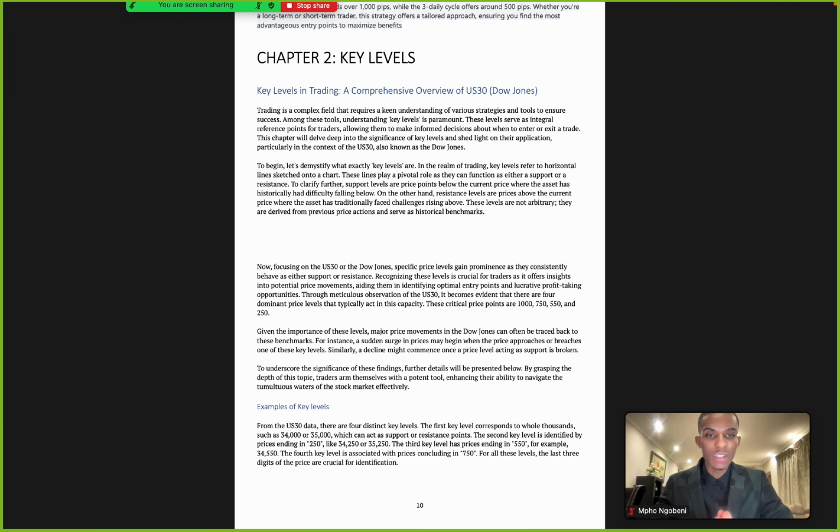As you can see, they are the 1000, the 750, the 550, and the 250. Maybe you don't understand what I'm talking about there. But if we scroll a bit down to the last paragraph, where it says examples of key levels, that's where I explain everything it means. From the USDT data, there are 4 distinct key levels. The first key level corresponds to the whole thousands. When I say whole thousands, I mean something like 42,000 or 32,000 or 41,000, so any number as long as it's a round 1,000.